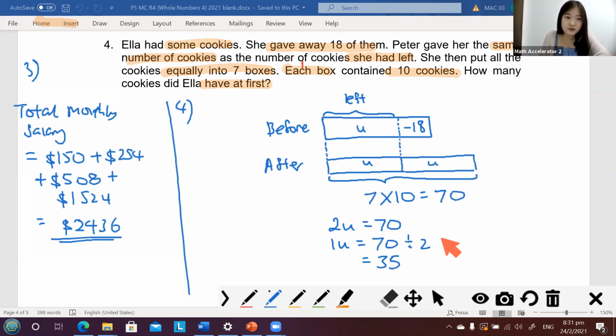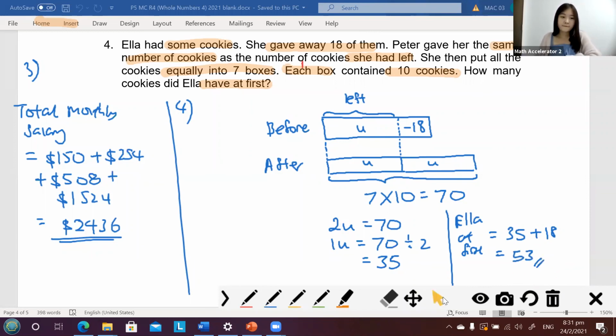But is 35 the number of cookies that Ella had at first? No. One more step. Do what? 35? Yes, add back the 18. Okay, add it back in because at the start she has not given them away, the 18. Final answer would be 53. Okay, good. Okay, so step by step, draw the model. Okay, and then you should know what to do from there afterwards.